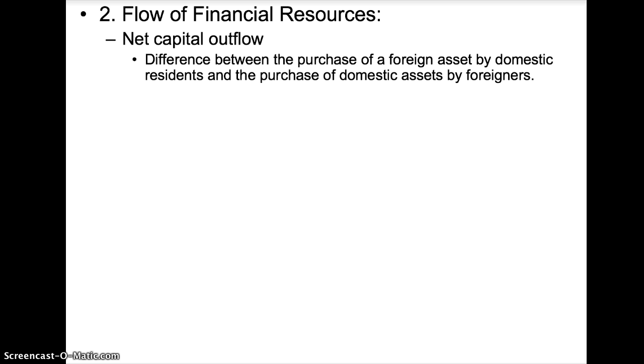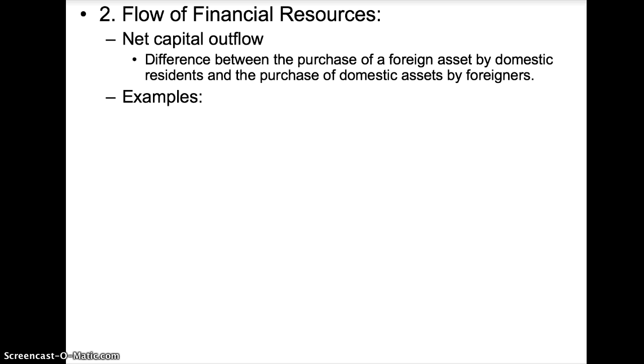The second way interaction occurs between economies is the flow of financial resources. The key term in this market is net capital outflow. Net capital outflow, or NCO, is the difference between the purchase of a foreign asset by a domestic resident and the purchase of domestic assets by foreigners.